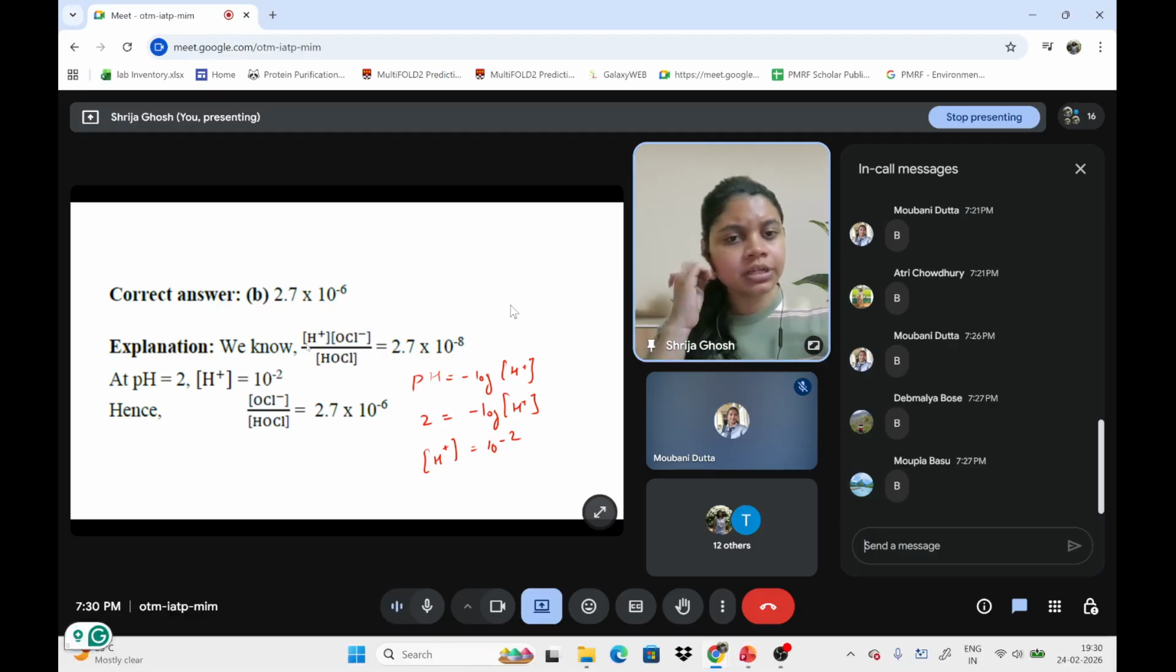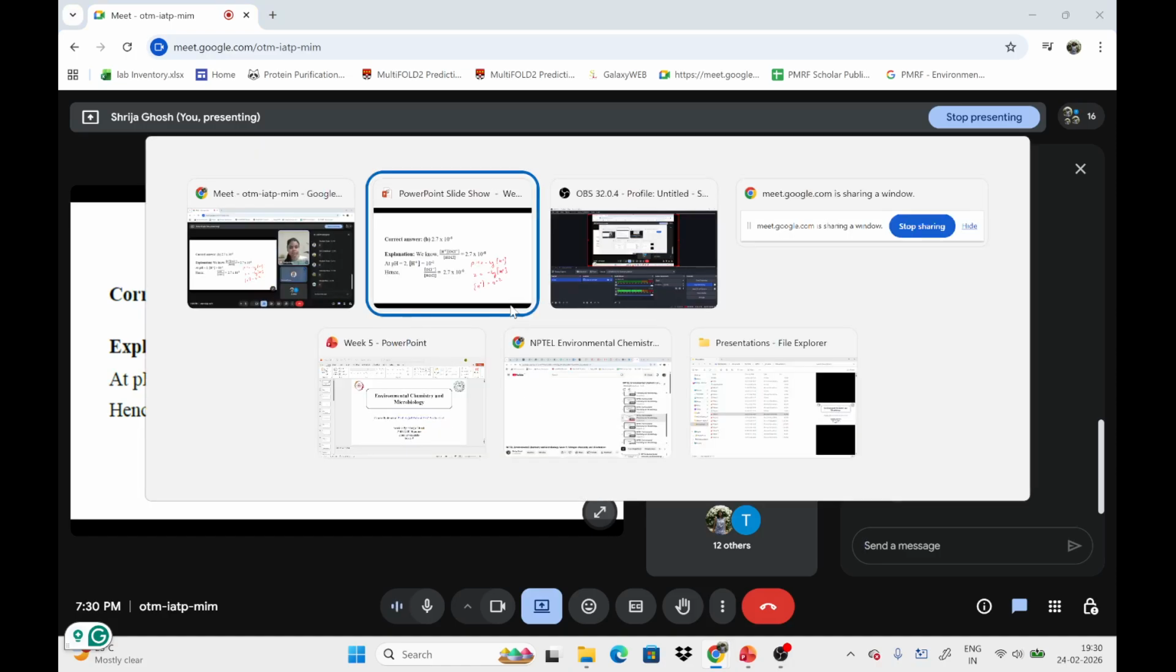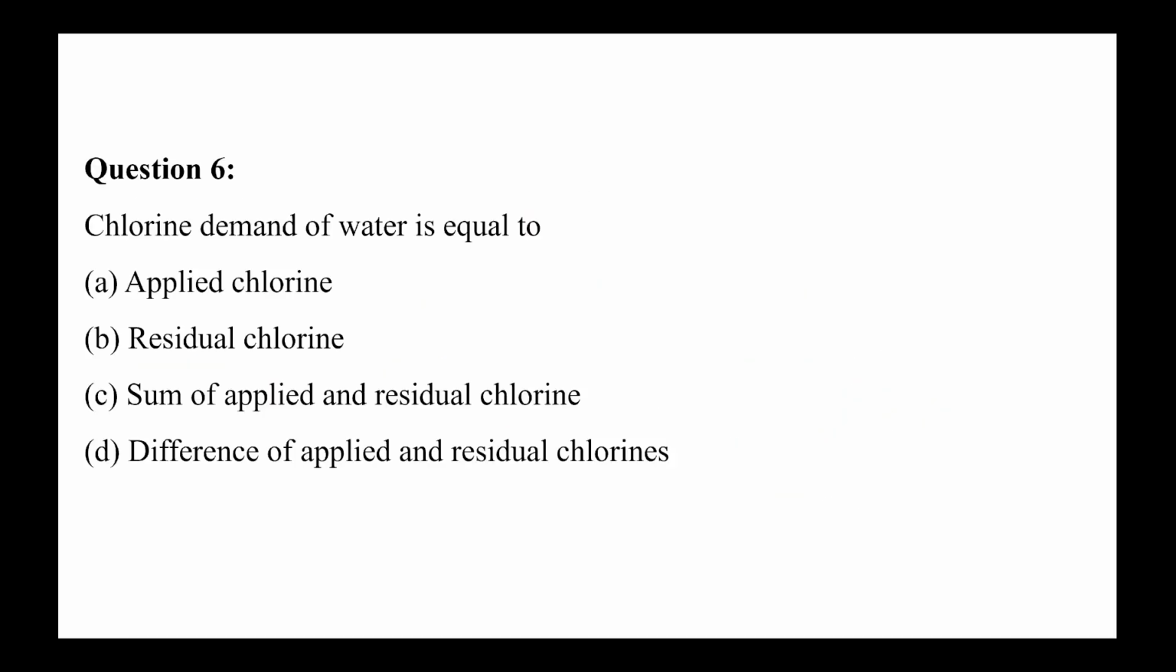Only three people have given the answer. I hope those who haven't written the answer in the chat box also got the correct answer. Anyone having any doubt in this question? If you have any doubt, please write it in the chat box. Meanwhile, I'll move on to the next question.